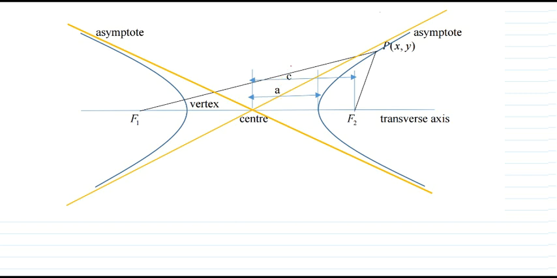Okay, so a is the distance from the center to the vertex of the hyperbola. So that point and that point, measuring from the center, the distance is a. Now c is the distance up to the foci on both ends. Okay, that's one thing that you have to understand.